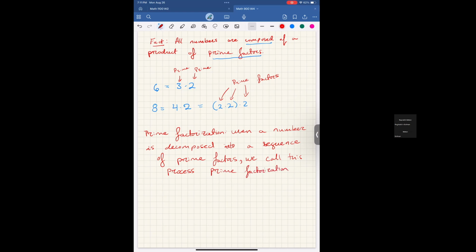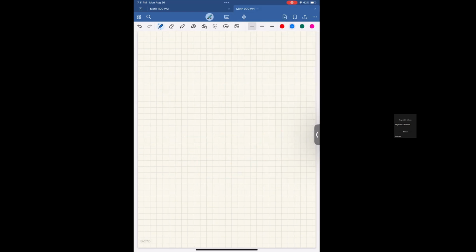So the process by which you determine that 8 can be decomposed into a sequence of 2's multiplied together, i.e. 2 times 2 times 2, or the process that you use to determine that 6 can be decomposed into 3 times 2, we call that the prime factorization of 6 and 8, respectively. The long and the short is every single number on the number line can be decomposed, even if trivially, into some sort of prime factorization. And this is useful for when we need to find the GCF of a number.